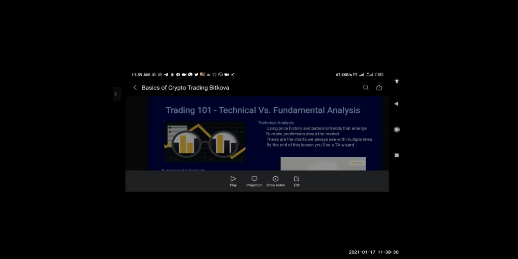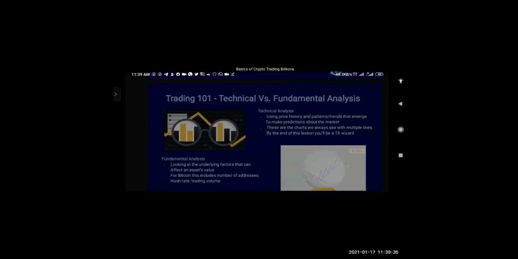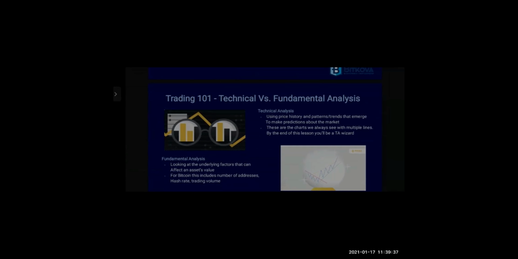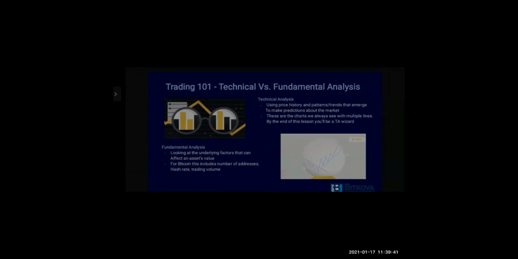So some people usually ask this question: which one is better? Is it the fundamental or is it the technical? The best answer is that you need to marry the two together. You need to join the two together. Meaning, as you are doing the fundamental analysis, you are also looking at the technical analysis. As you are looking at the technical analysis, you should also look at the fundamental analysis.